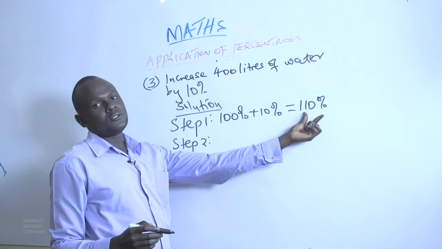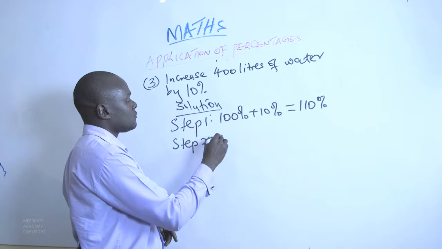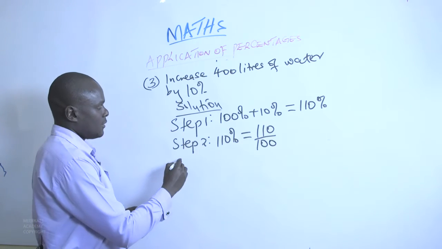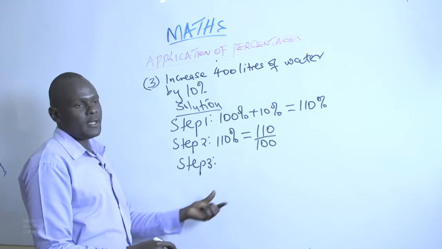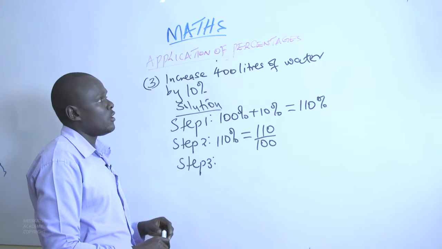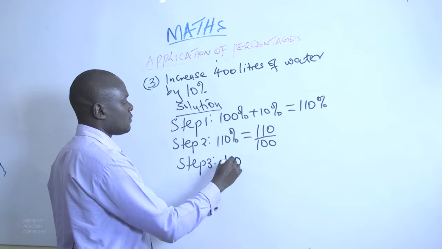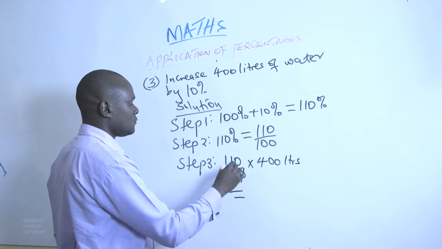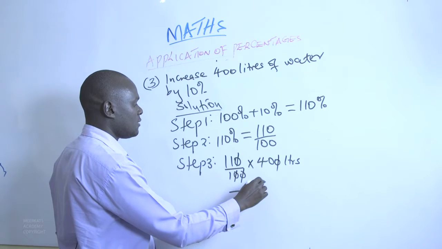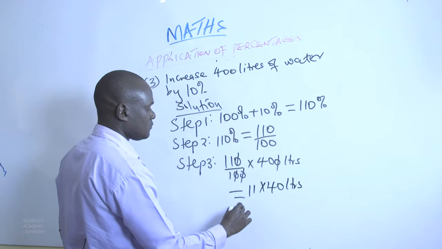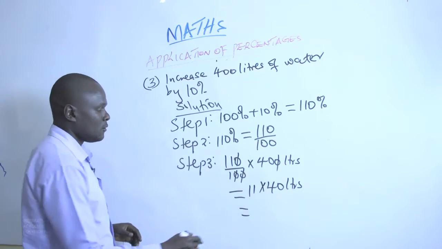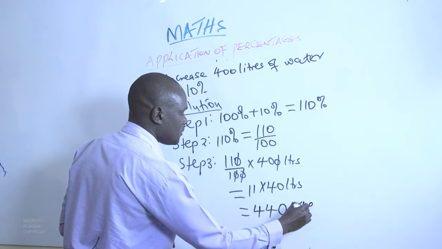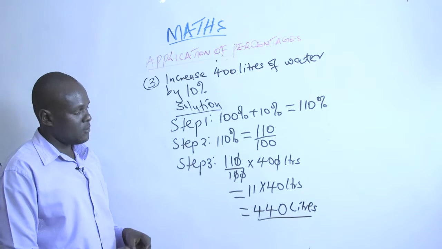Our second step is for us to express this percentage as a fraction, which will be 110 all over 100. And our last step is to multiply this particular fraction by the quantity that we are given. These zeros can cancel out. We are left with 11 multiplied by 40 liters. And when we multiply 11 by 40, this is the same as 440 liters. It is important that we remember to indicate the units.